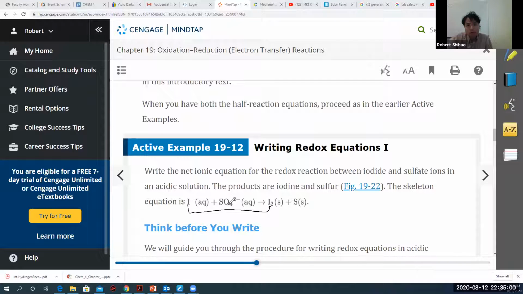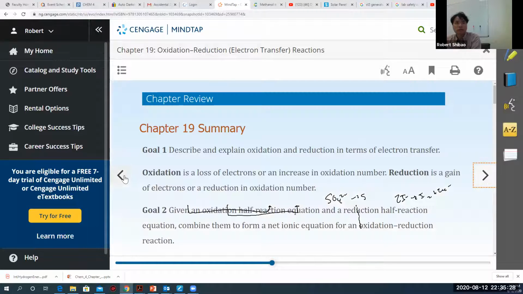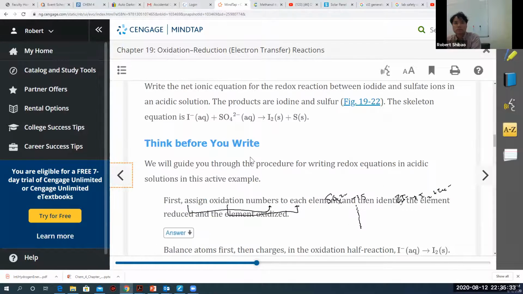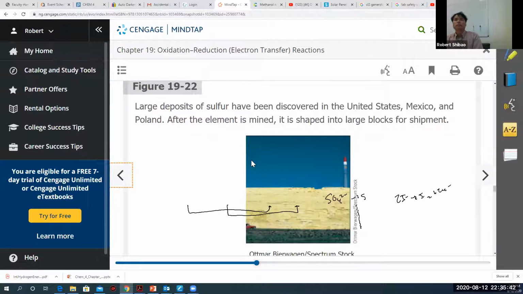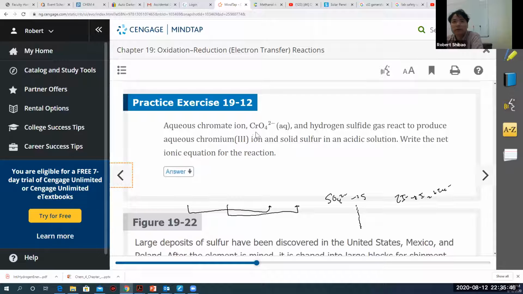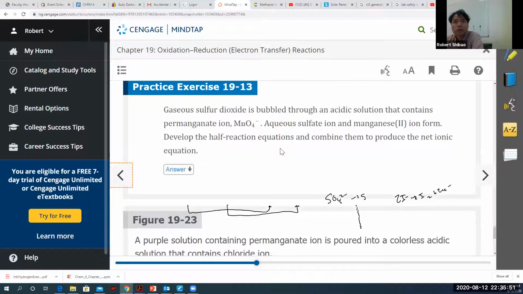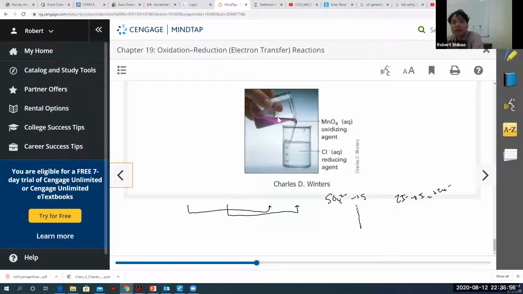Iodide goes to iodine. This one is not on the chart. Sulfate goes to sulfur. Sulfate goes to sulfur, we'll have to figure out using the skeleton redox method. We can copy the other one off the chart. 2 iodides goes to iodine plus 2 electrons. It's talking about sulfur, chromate, etc., sulfur dioxide. This is potassium permanganate. We tried to make this stuff, the purple liquid, which is aqueous potassium permanganate. Potassium permanganate will oxidize chloride to form chlorine gas.